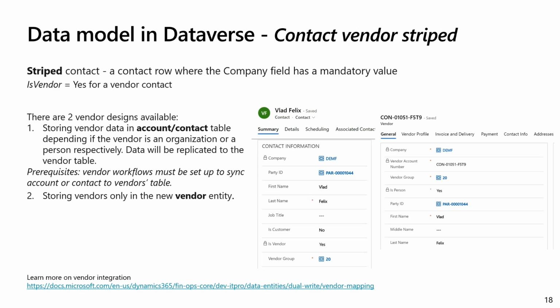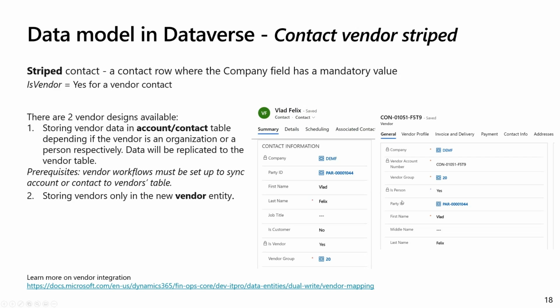The vendor data can be stored in the account or contact table, depending on whether the vendor is an organization or a person, respectively. And the data will be replicated from these tables to the vendor table. In order to do this data replication, you should be able to enable these vendor workflows that come with the DualWrite packages already. The second option is storing the vendors directly in the vendor entity.